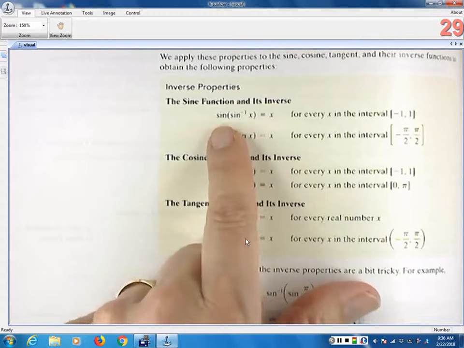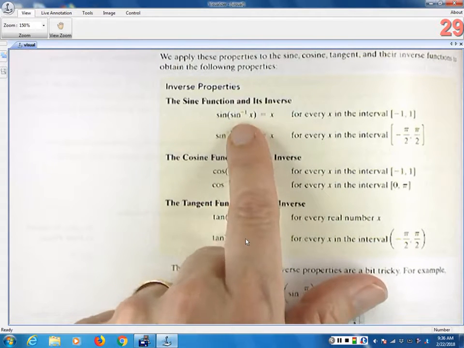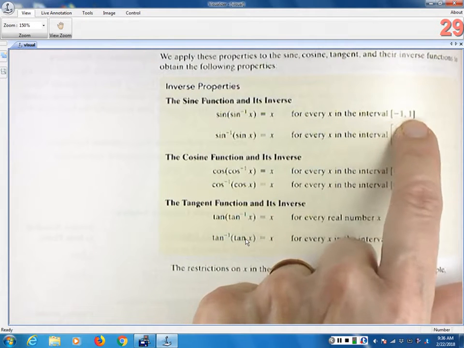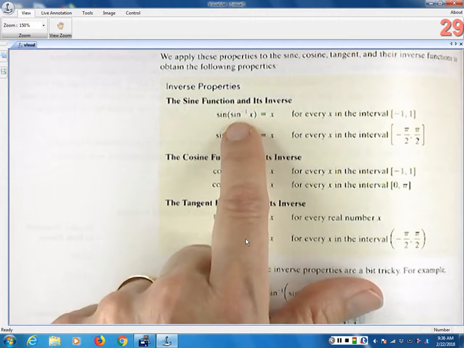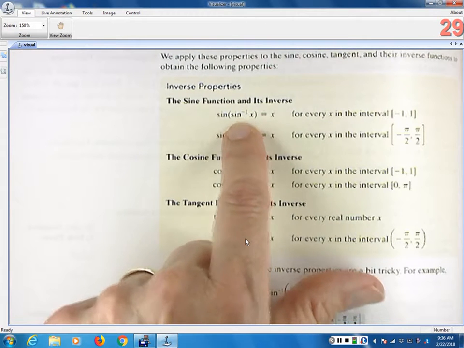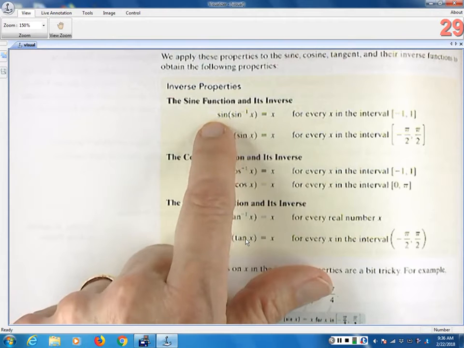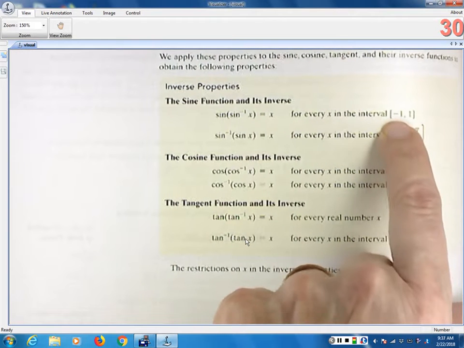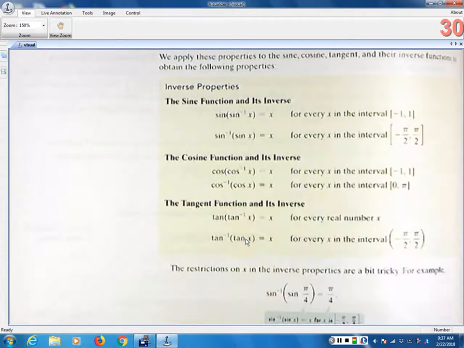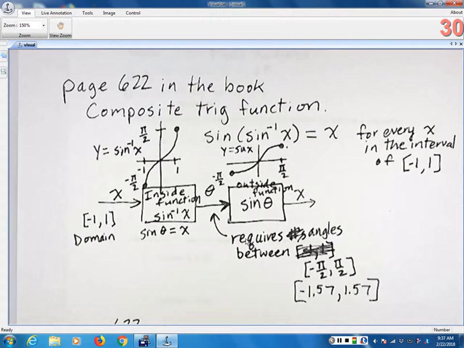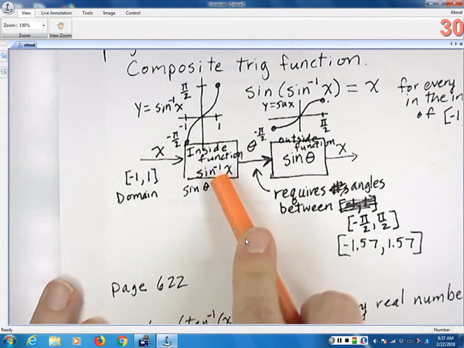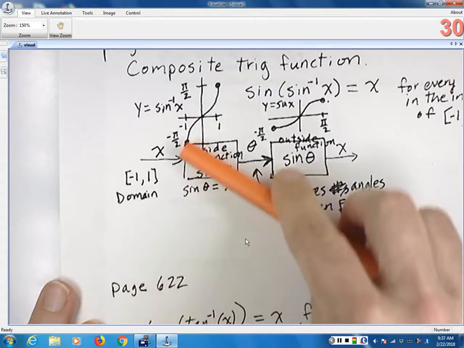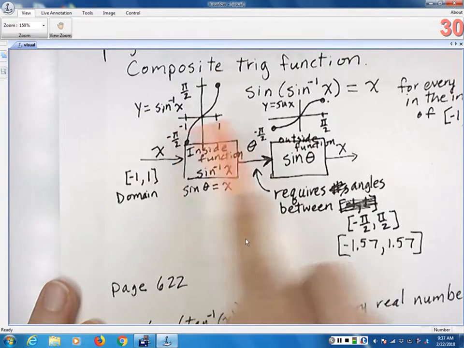And I tried to show you this in class too, but why do we have to restrict the domain to -1, 1 when we have a composite function of inverse sine on the inside and sine on the outside. It's the sine of inverse sine of x will equal x, but you have to be in this interval. So I tried to draw a picture of that. Here's the inside function. We've got x going into the inverse sine of x. Here's the picture of inverse sine. X has to be between -1 and 1.